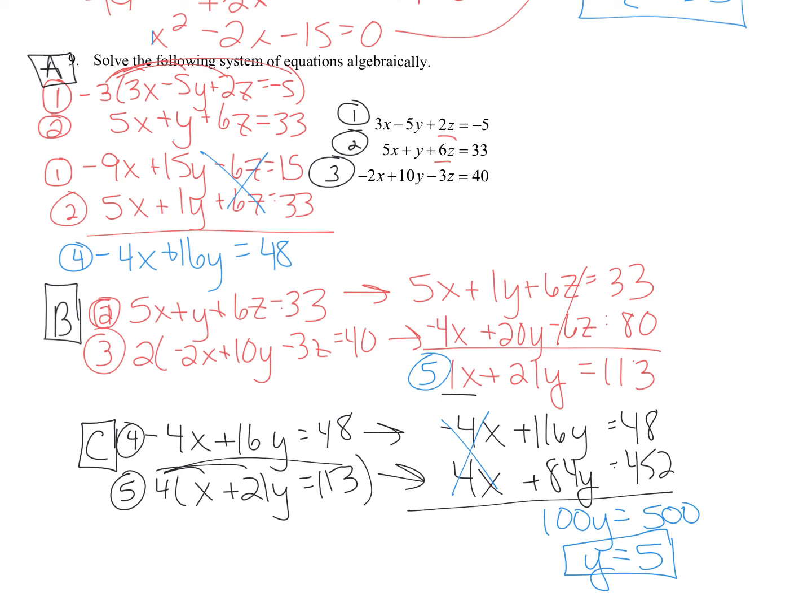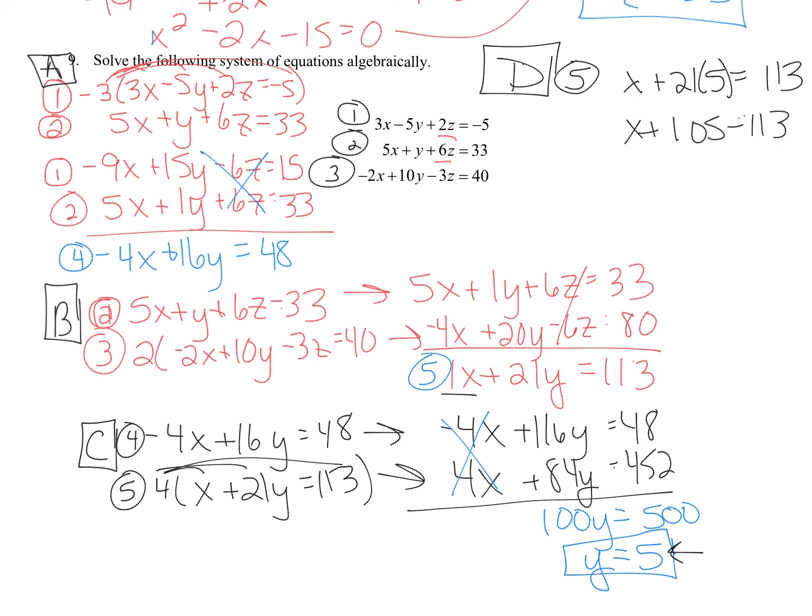So step D, which I'm going to put up here, is to take that value and plug it into either equation 4 or 5. So I think I like equation 5 better. It's a little easier to work with the 1x. So I have x plus 21 times my new value for y, which is 5, and that is going to equal 113. So I get x plus 105 equals 113, giving me that x, when I subtract the 105, is 8.